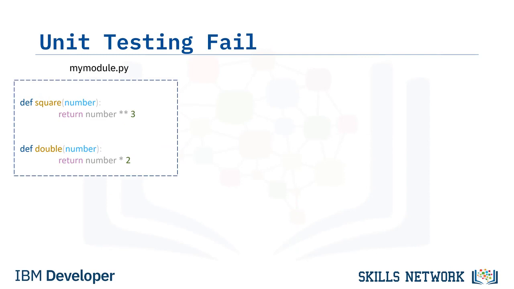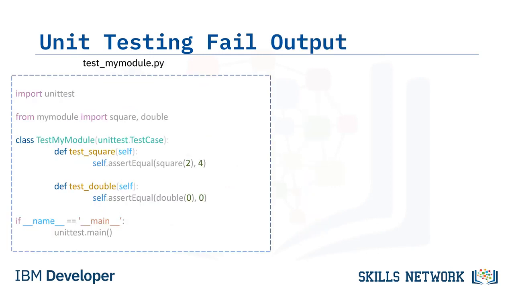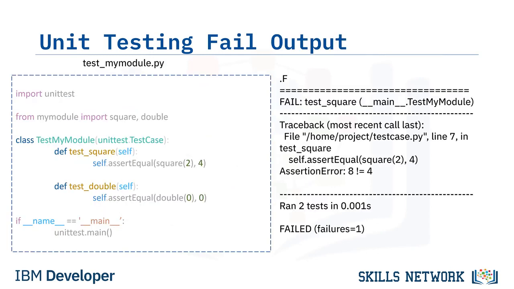But what happens if our function was not implemented correctly? Consider the following functions where square is incorrectly implemented as it cubes a number instead of squaring it. The evaluation of the assert_equal would look like this, resulting in a fail. The output of the test file would look like this. We can easily see the function that failed a unit test, and we can see the assert_equal failed and what the function evaluated to.